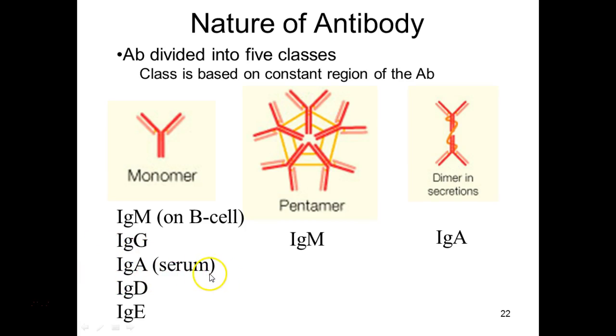IgA, when it's in your serum, in your blood, in the liquid phase of your blood, is in this monomer form. But most of the time we make this to secrete it into our secretions, right? So what are some examples of our secretions? Sweat, tears is a big one that we produce a lot of IgA in. Saliva, mucus, right? That's the big one.